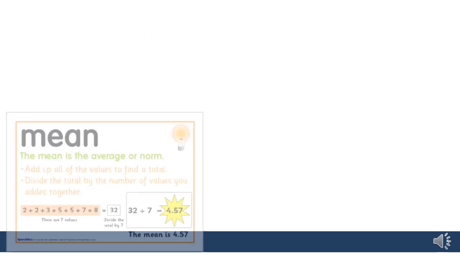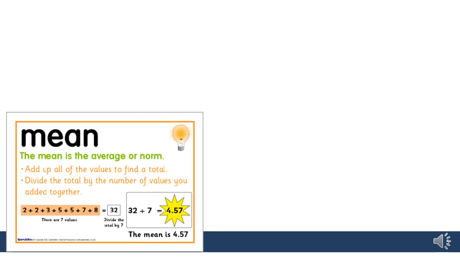Starting with the mean. Another word for the mean is the average. You add up all the numbers and divide by the number of values. So in this case, we had 7 numbers, and the sum of them was 32. So 32 divided by 7, we rounded to 2 decimal places, which is standard if there's no other instruction, and got 4.57. So the mean of this set of data is 4.57.